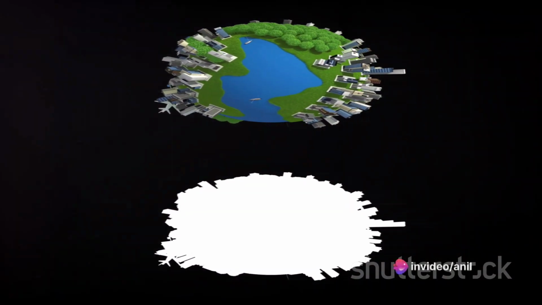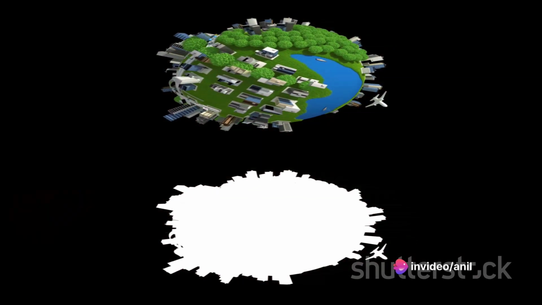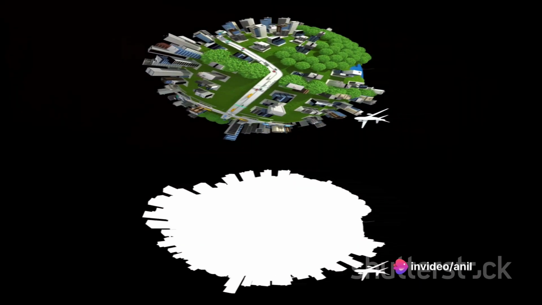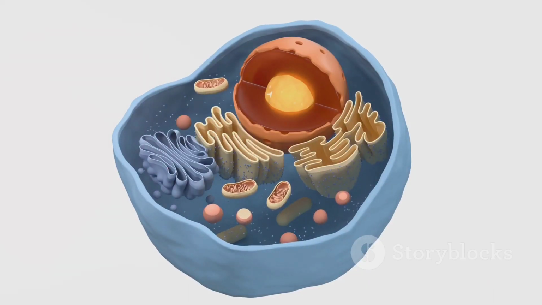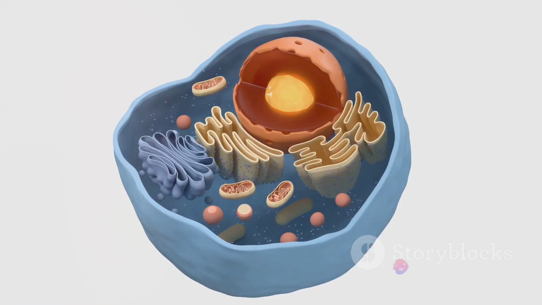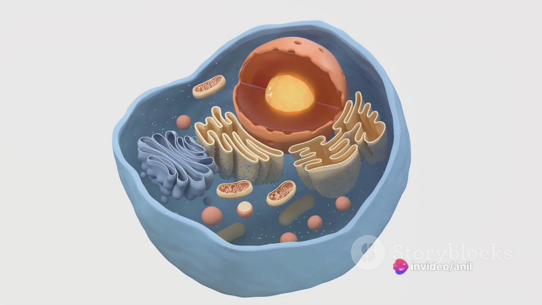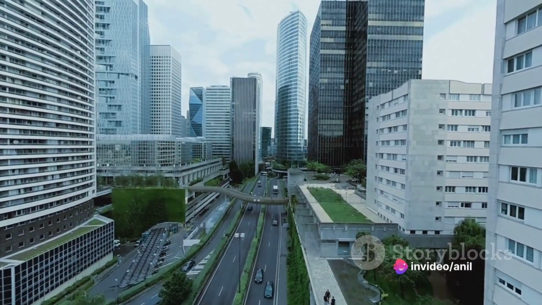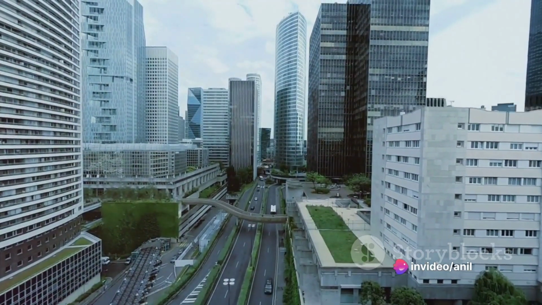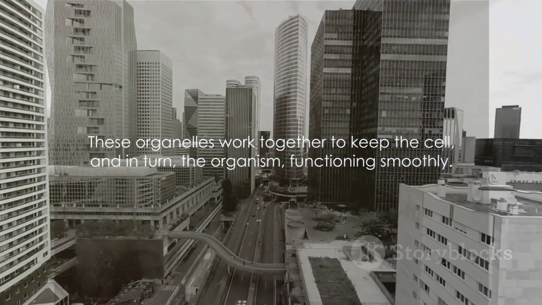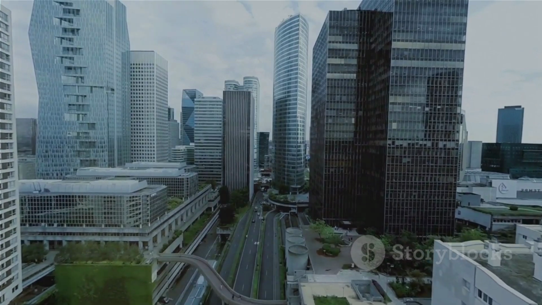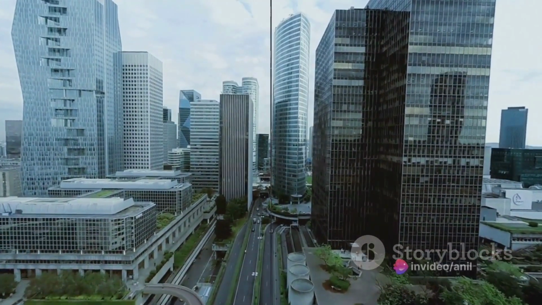So in this bustling cityscape of a cell, each organelle has a job to do. From the nucleus acting as the control center, to the mitochondria providing power, the ribosomes building proteins, the ER transporting these proteins, the Golgi apparatus ensuring they reach their destination, and the cell membrane protecting and controlling the cell's environment. These organelles work together to keep the cell, and in turn the organism, functioning smoothly.